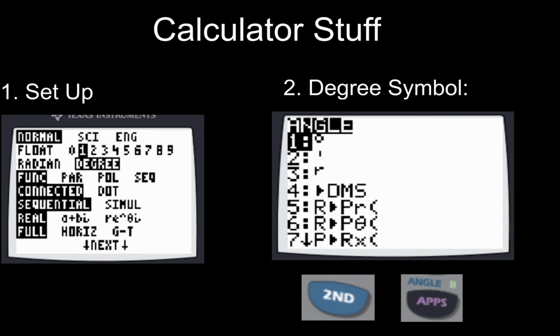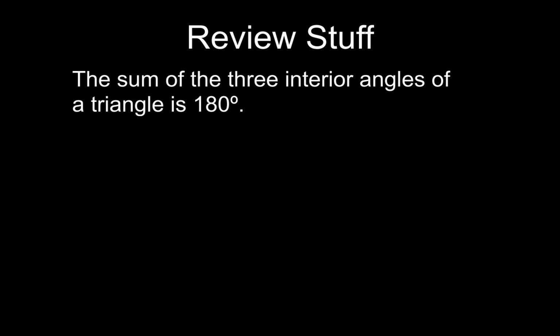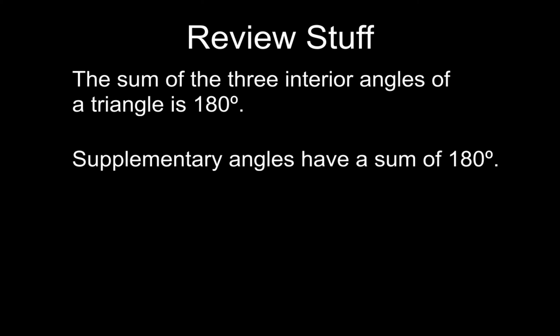Now that your calculator's set up, let's go ahead and take a look at some other review stuff. This is all prerequisite knowledge, things you guys should totally know. First, you should know the sum of 3 interior angles of a triangle is 180. Next thing that you need to know is that supplementary angles have a sum of 180 degrees. So if you're given one angle, you can find its supplement very quickly and easily.